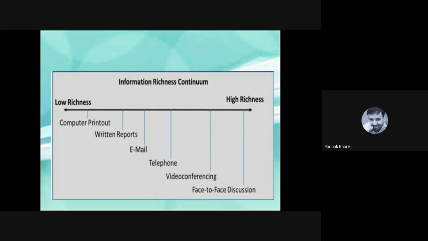Now here is a chart which shows low richness and high richness. The more the richness, the less lean the medium is. The lower the richness, the more lean the medium is. So computer printouts, lean. Written reports, lean. Emails, lean. Telephone, since there is a little bit of non-verbal communication, paralanguage and all via telephone, is less lean. Video conferencing, even less lean. But if you're sitting right in front, face to face, it is the least lean medium, right?